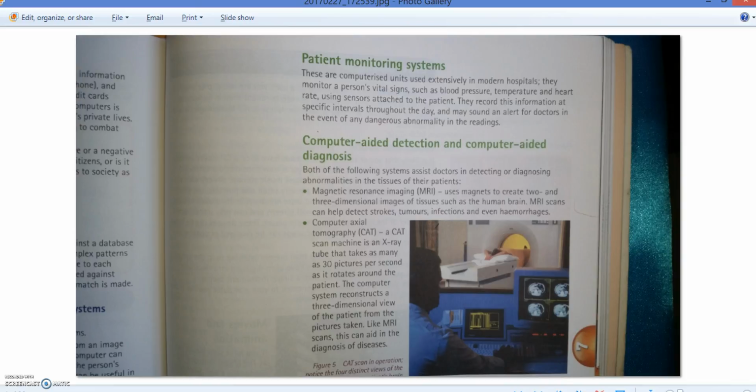So there are many advantages of computers in this field of medicine. It can save many lives, for instance, through the use of computer-aided detection and computer-aided diagnosis. It makes things very convenient for patients as well as doctors, but you also have some disadvantages as well.